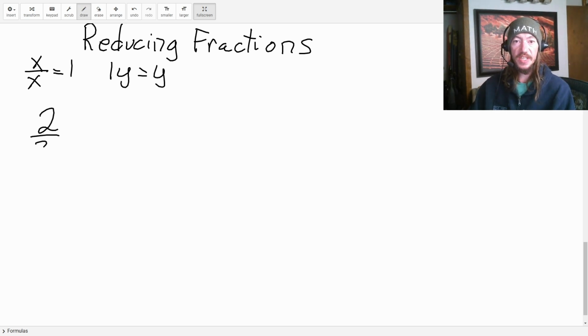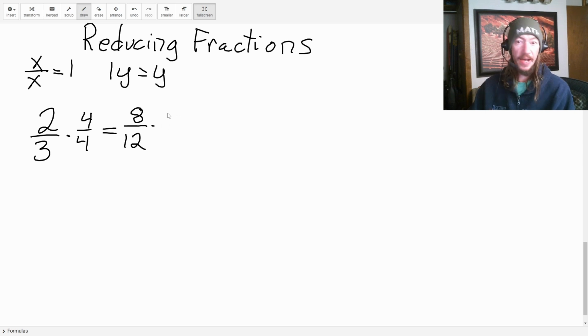Suppose we start with 2/3 and I multiply that by 4 over 4. Well, 4 over 4 is just 1, so multiplying anything by 1 is itself. So 2/3 is equal to, if I do this multiplication, 8 over 12. 2/3 and 8/12 are the same number.